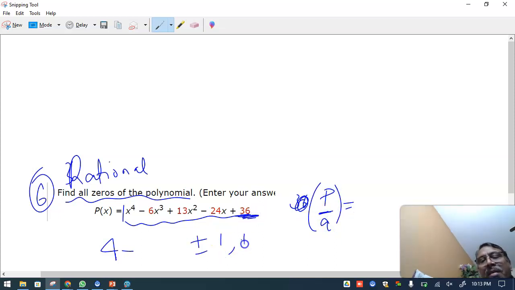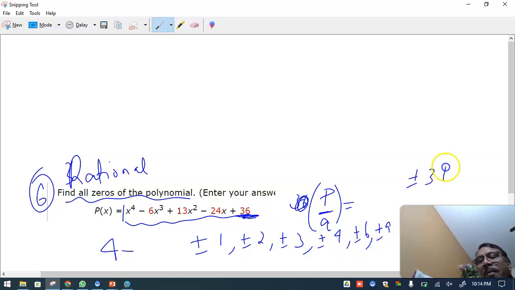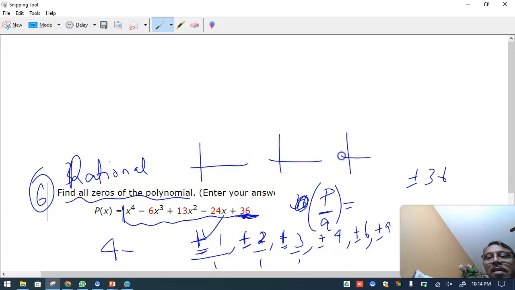Plus or minus 1, plus or minus 2, plus or minus 3, plus or minus 4, plus or minus 6, plus or minus 9, and plus or minus 36. And here is the 1, so it doesn't matter here. Suppose you divide, you get back the same thing. You have to check each one of these to know which one goes, so you're going to end up trying synthetic division to know which one is a factor.